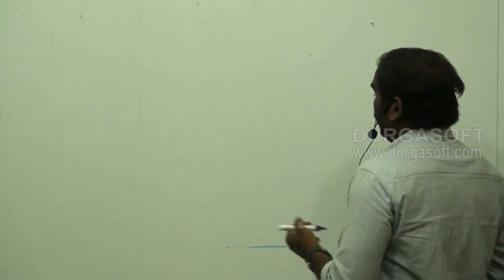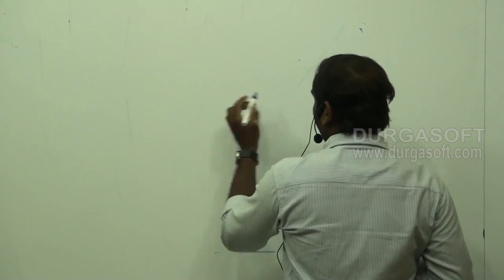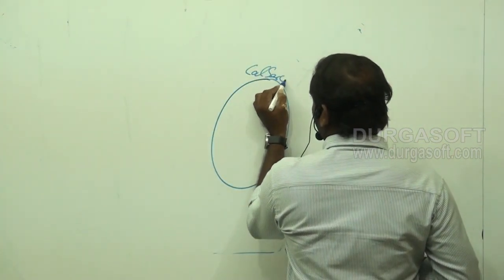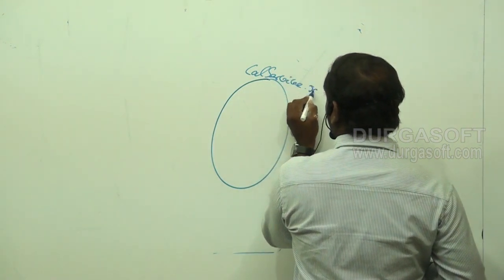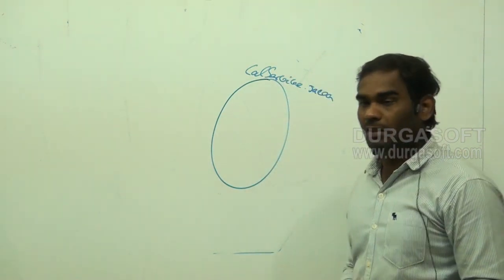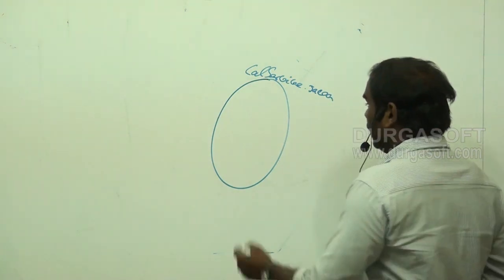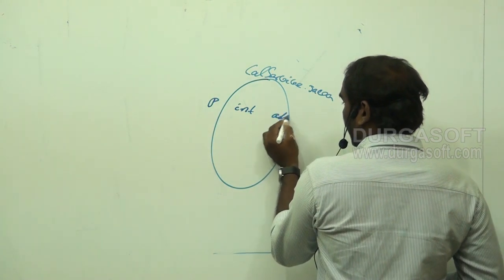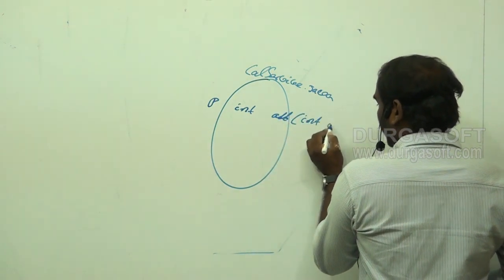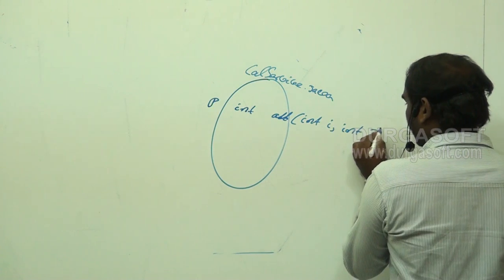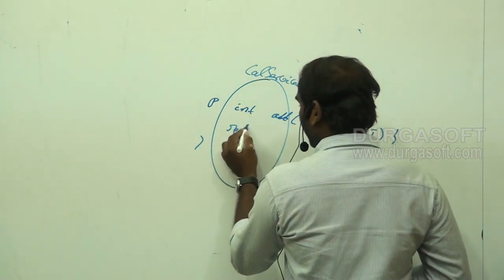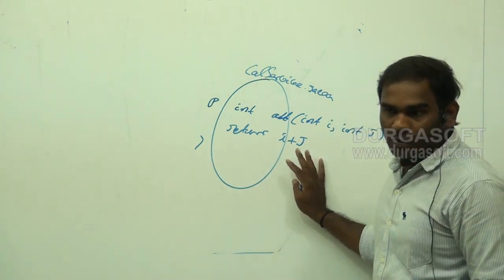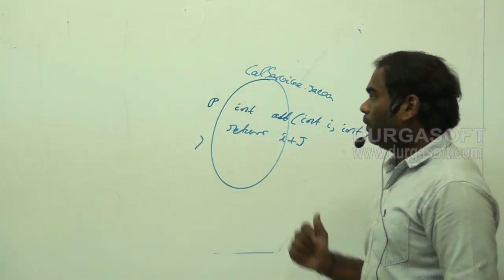Okay, fine. So let us assume here I have one Java class called calservice.java. And here I have one method, public int add, with int i, int j, and I just want to return i plus j here. Okay, so what is my requirement now?